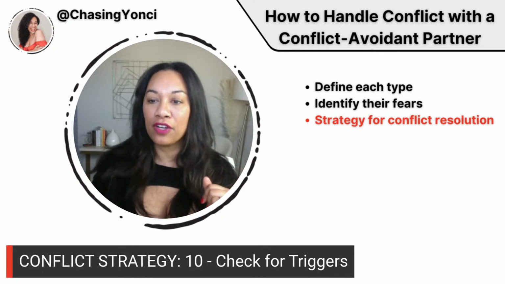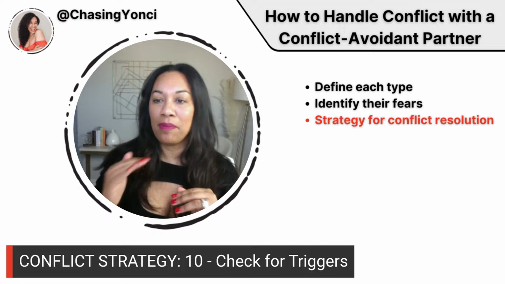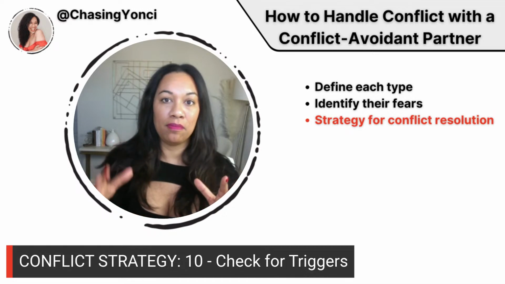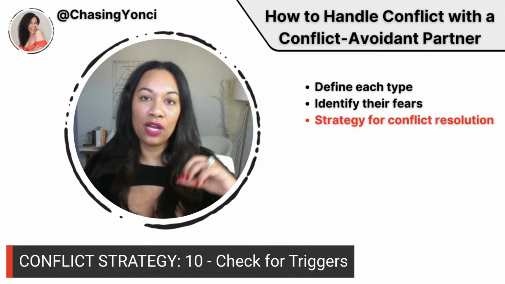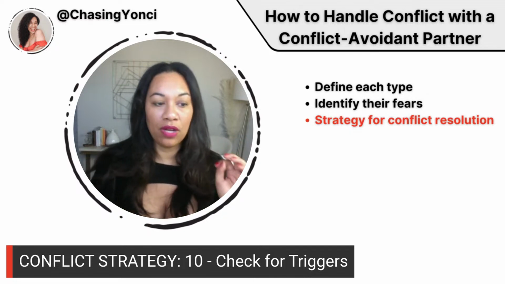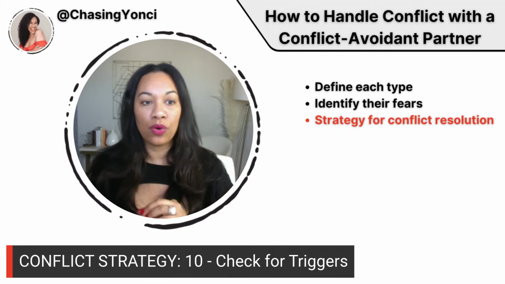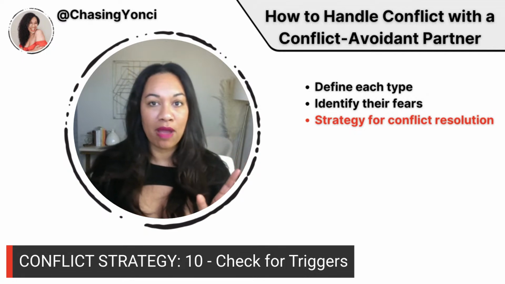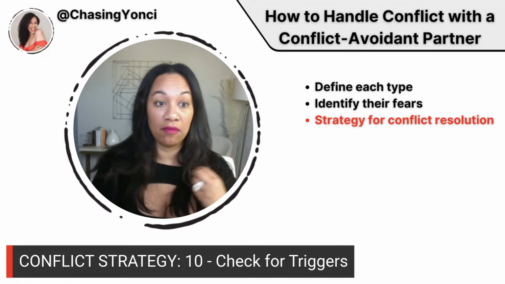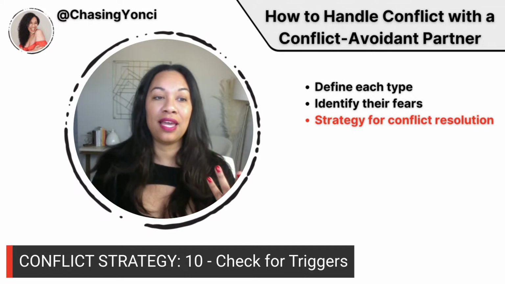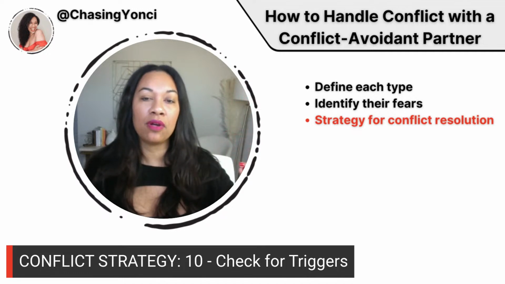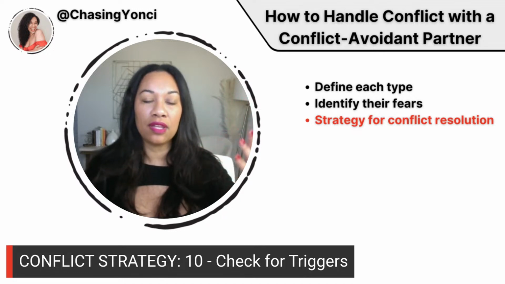Number 10, you want to check for triggers. Pay attention to patterns in their behavior. Identify what seems like they're triggering them to be avoidant. And this will let you adjust your approach to feel less threatening. So I found in one relationship, there were certain words that were a problem for my partner. They were words that for me were completely benign and just thoroughly expressed what I was trying to say. But because of previous things in his life or ways that people use that word, it was on another level.